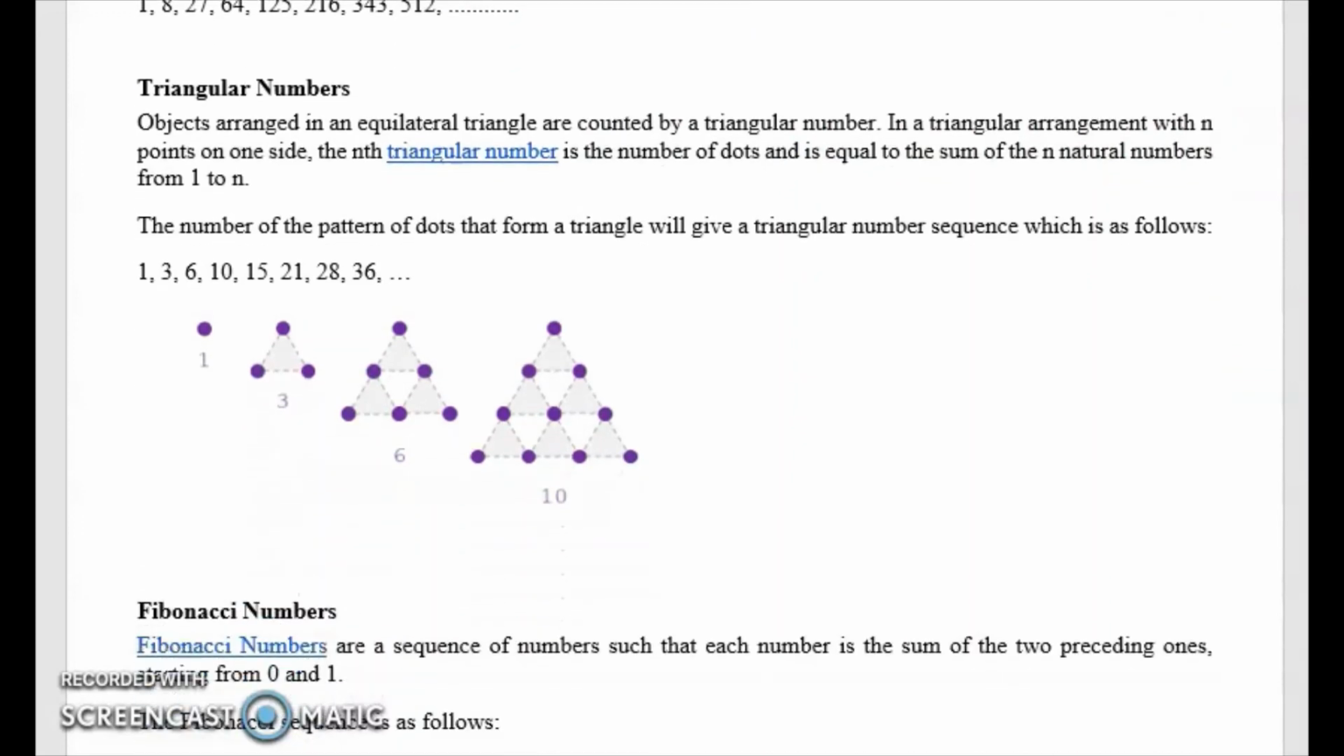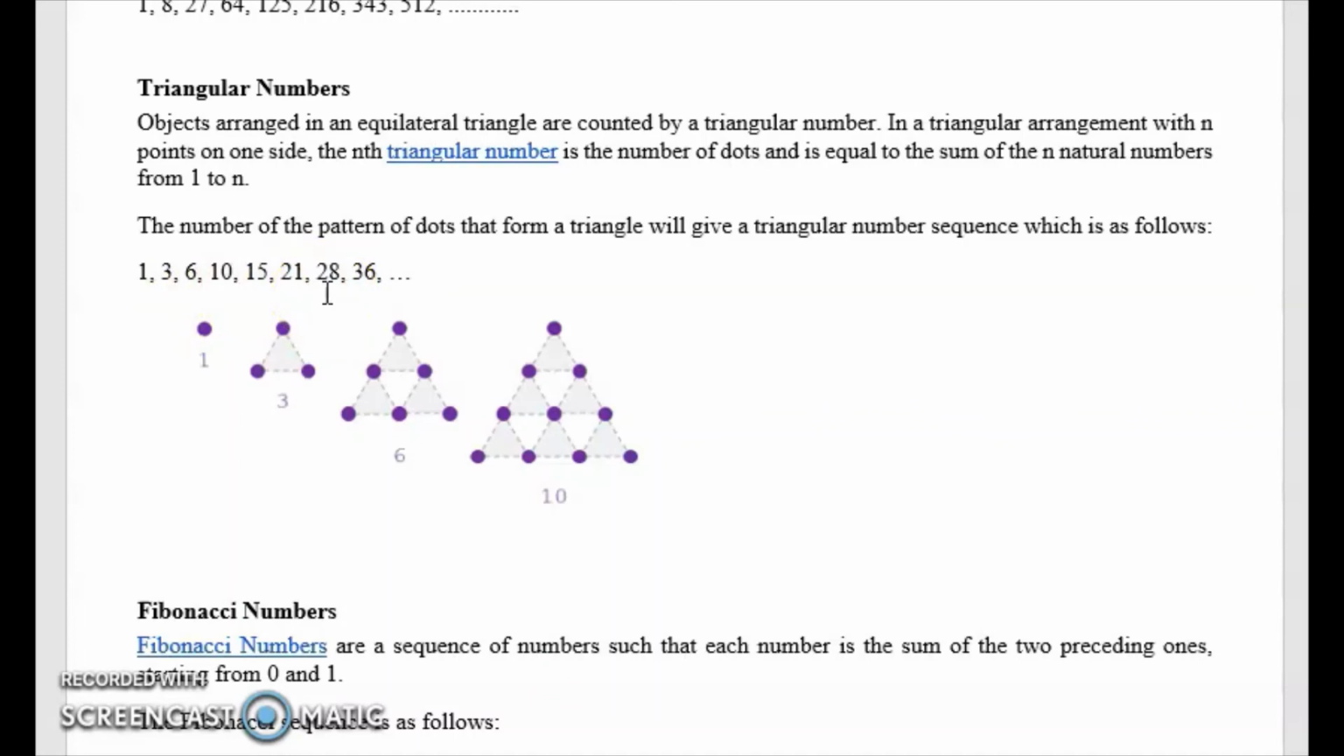Okay, so moving on. We have also triangular numbers. Objects arranged in an equilateral triangle are counted by triangular numbers. In a triangular arrangement with dots on one side, the nth triangular number is the number of dots and equals the sum of the natural numbers from 1 to n. So the pattern of dots that form a triangle will give a triangular number sequence, which is as follows: 1, 3, 6, 10, 15, 21, 28, 36. So paano natin nakuha itong mga triangular sequence na to?